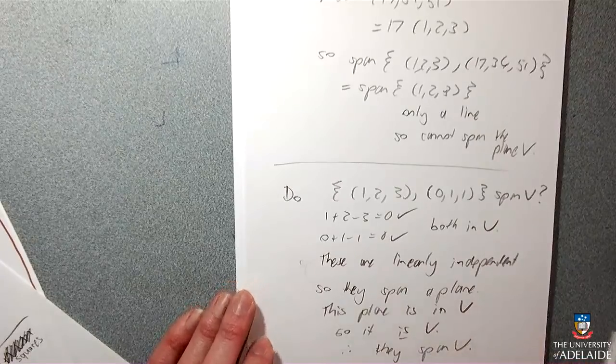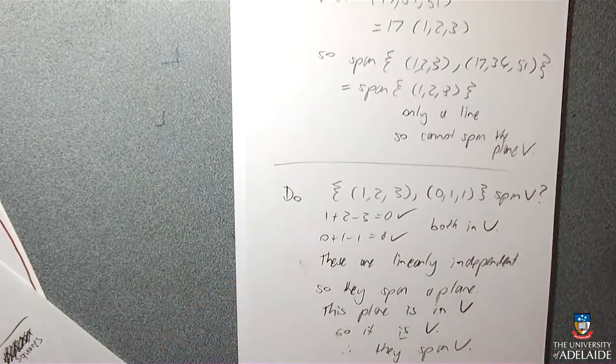I'm not sure if they would like that argument, but it's the first one I thought of. I love that sort of argument. They will have to span something, and it's not a line, it's not the whole of R3, so it must be a plane. Anything that they span has to be inside V, and V is a plane, so they have to span V. But I don't say that many words on the page.